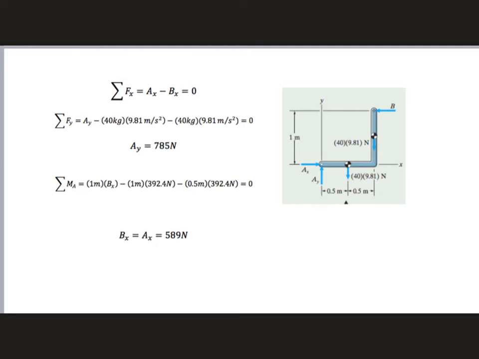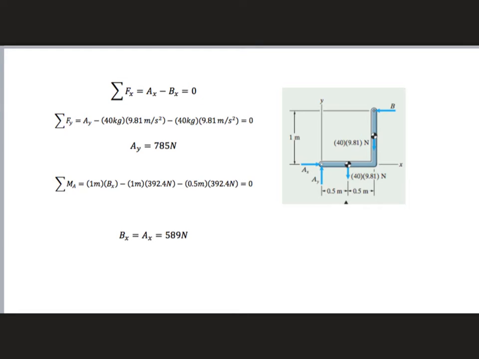Now, the next thing that we want to do is calculate the sum of the forces. So if we do the sum of the forces in the x direction, that's simply going to be AX, and we can see AX is in the positive x direction, and then B or BX is in the negative x direction. And so we can simply add them together and say AX minus BX is equal to 0.